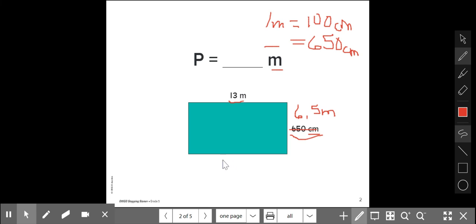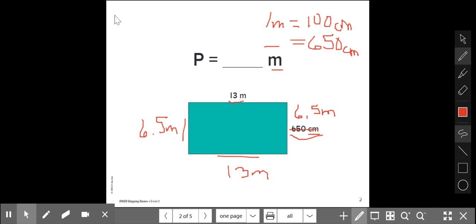What do we do with this side and this side? Well, in this particular case, we're looking at a rectangle. What makes up a rectangle are 2 sets of parallel sides that are equal measurements. So if this side is 13 meters, then we know that this side here is also 13 meters. And if this side is 6.5 meters, then this is also 6.5 meters. Now we can go ahead and add 13 plus 6.5 plus 13 plus 6.5.